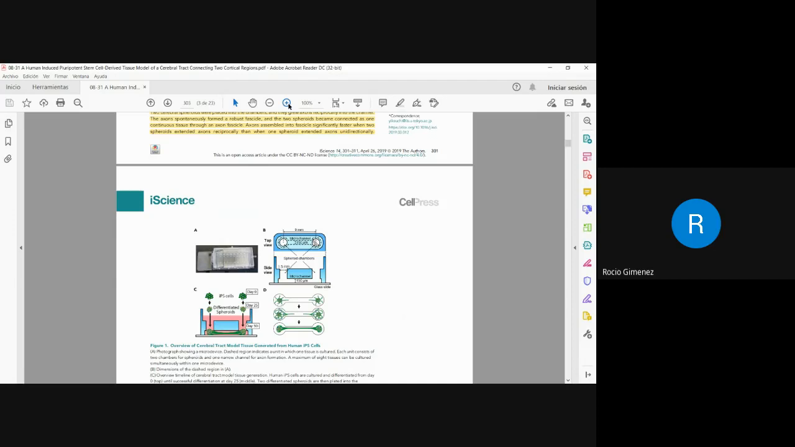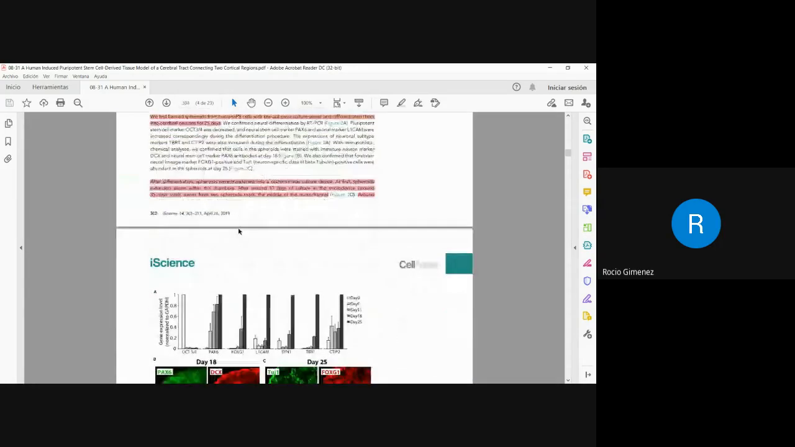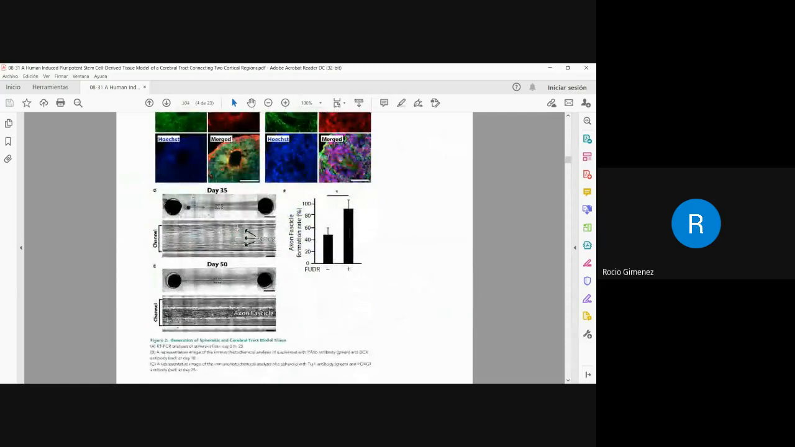Inside this micro device, at first, the spheroids extended axons within the chambers. After around 10 days of culture inside the micro device, that would be around 35 days total of culture, axons from two spheroids reached the middle of the micro channels.